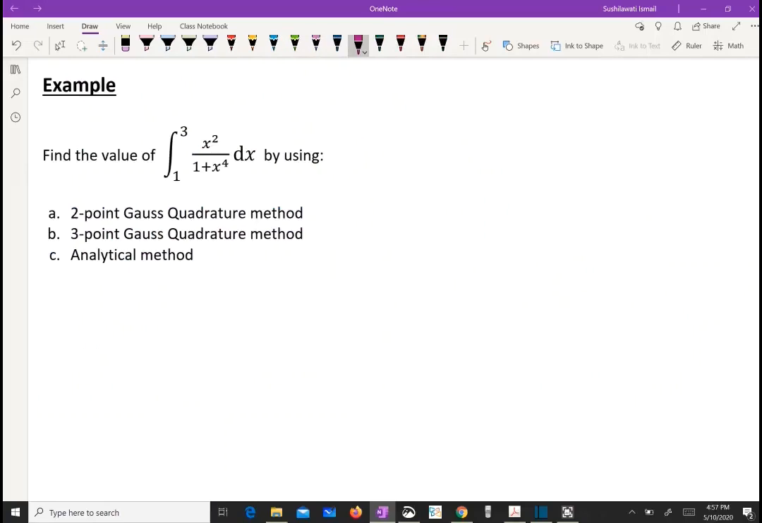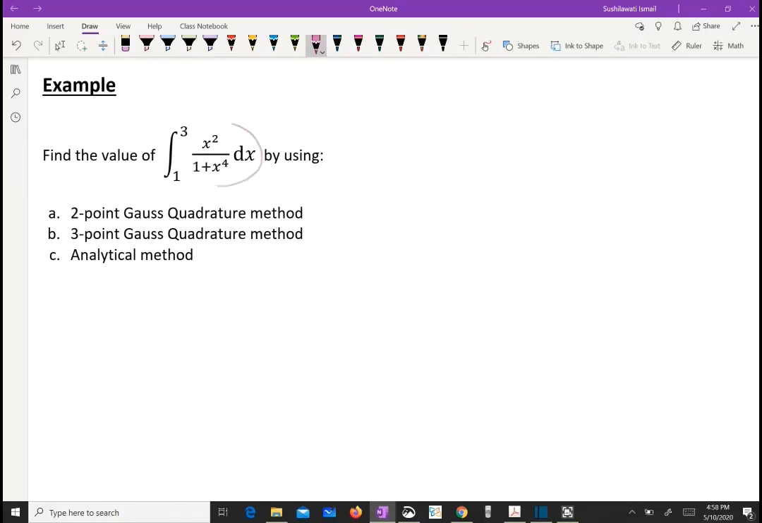Find the value of the integral between 1 to 3 of x squared over 1 plus x to the power 4 dx, by using first the 2-point Gauss quadrature method, second the 3-point Gauss quadrature method, and third using the analytical method. Okay, so we go through the question one by one. Let's start with the first one.